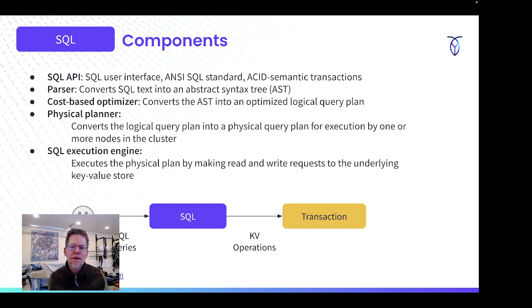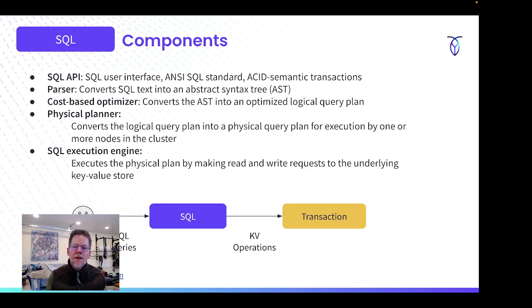So there's the SQL API, that's the SQL user interface, and it uses ANSI SQL standard and ACID semantic transactions. Then we also have a parser that converts the SQL text into an abstract syntax tree. A Cost-Based Optimizer, so think of this as taking that abstract syntax tree and figuring out how it can be optimized into a logical query plan.